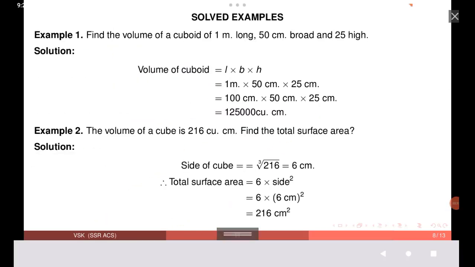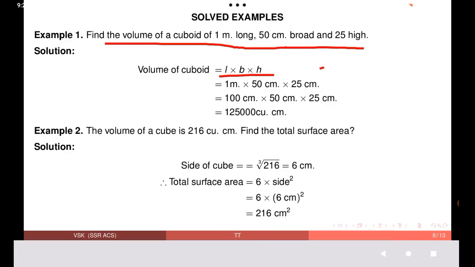Now let us see the examples. Examples are very easy. Find the volume of a cuboid that is 1 meter long, 50 centimeter broad, and 25 centimeter in height. The volume is given by L into B into H. So put these values in here and you will find the answer in this case.